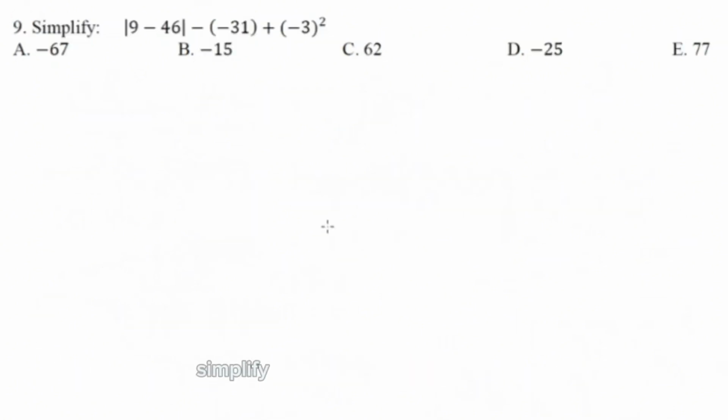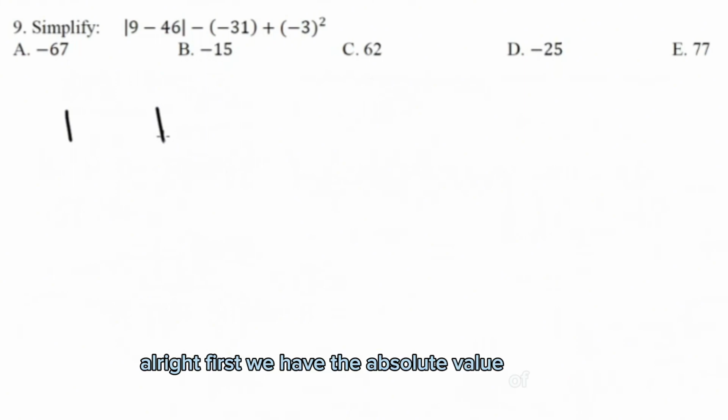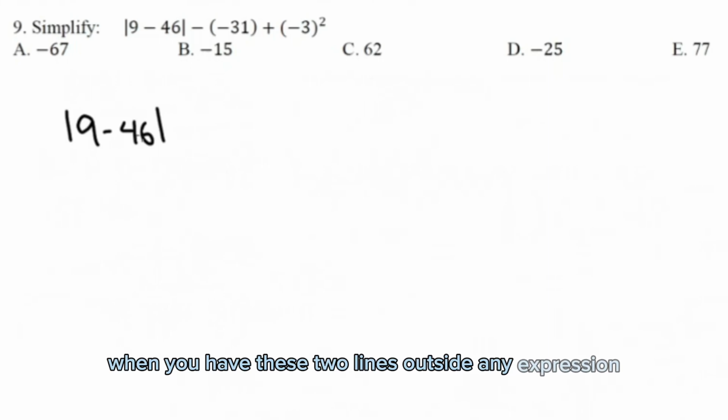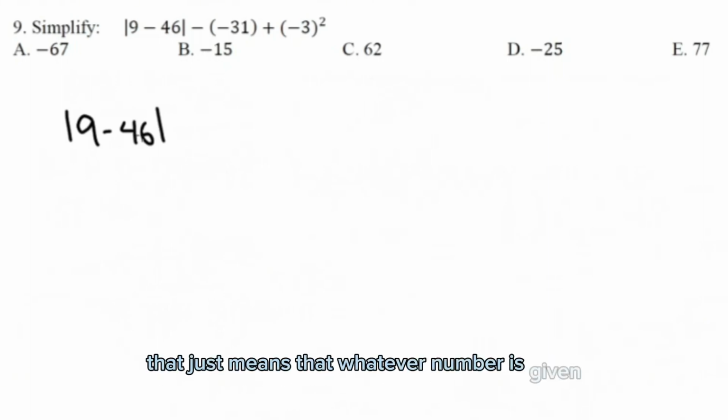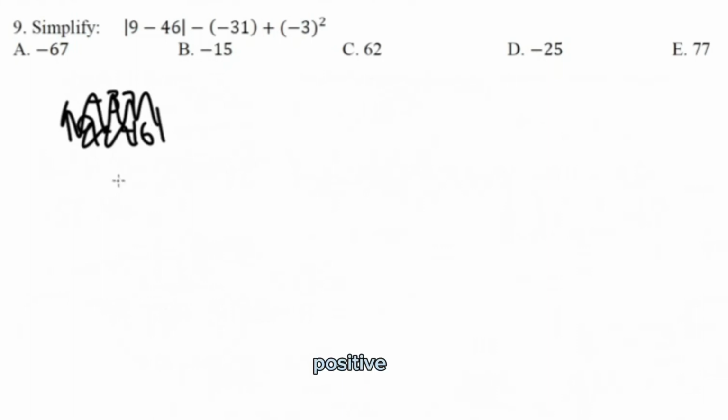Next, number 9. Simplify the absolute value of 9 minus 46 minus negative 31 plus negative 3 squared. Alright, first, we have the absolute value of 9 minus 46. When you have these two lines outside any expression, that just means that whatever number is given or resulting from the expression inside, you're just going to take the positive value from that. So 9 minus 46, that's just negative 37. So the absolute value of negative 37. So when you take it outside the absolute value, this now becomes positive 37.